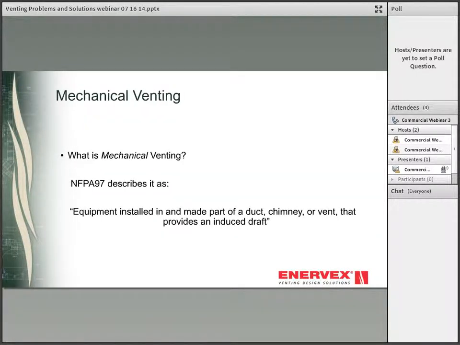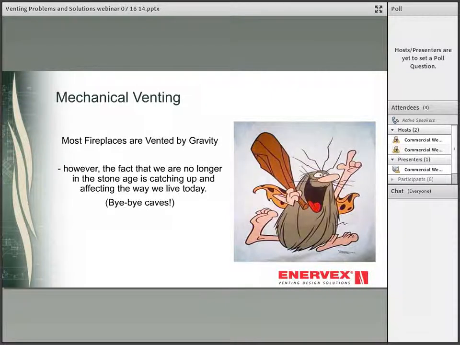On the other hand, a mechanical draft system installed at the termination can be used on any type of chimney because it maintains a negative pressure or pull in the entire system. Most fireplaces are vented by gravity. However, the fact that we are no longer in the Stone Age is catching up and affecting the way we live today.